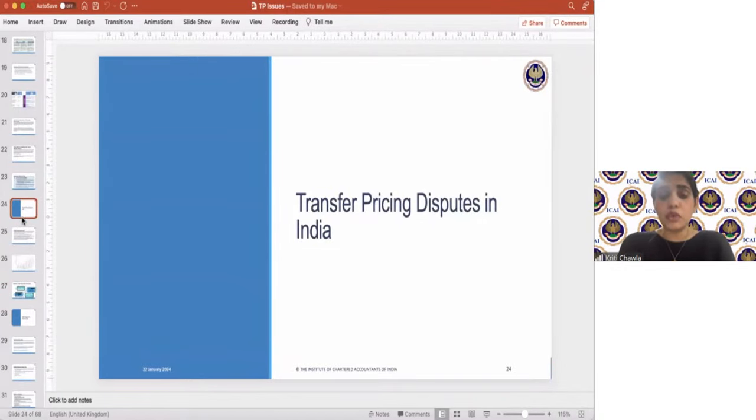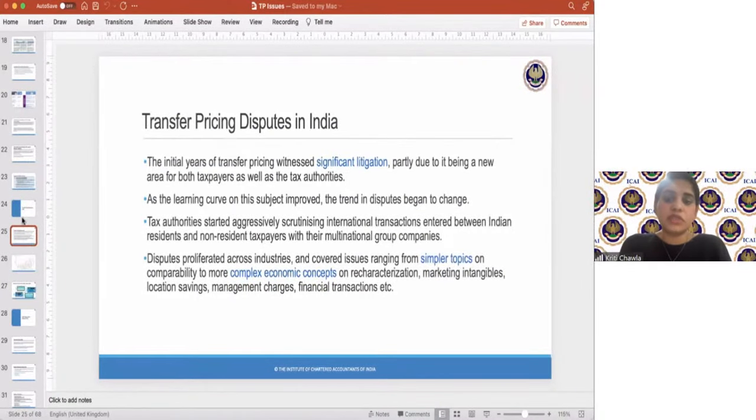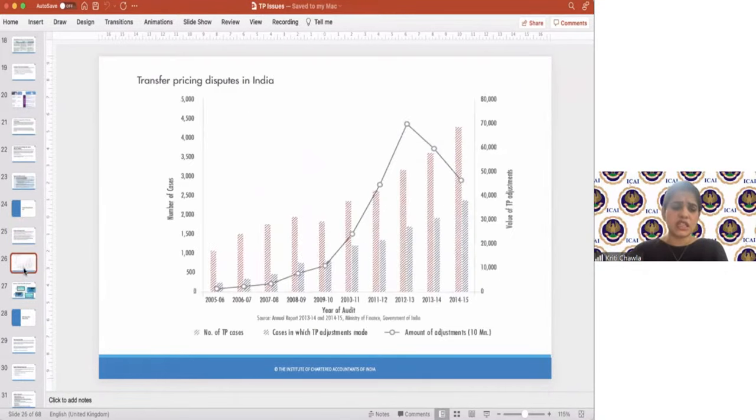The next thing that we move to is something called a transfer pricing dispute situation in India. Now, if you look at transfer pricing disputes in India, there was significant litigation. India was such a highly litigative place for transfer pricing disputes. There were simple topics initially, like comparability, what is the choice of method, etc. But then we moved to complex topics like marketing intangibles and financial transactions, and something called location savings, etc. So a lot of disputes were there in India.